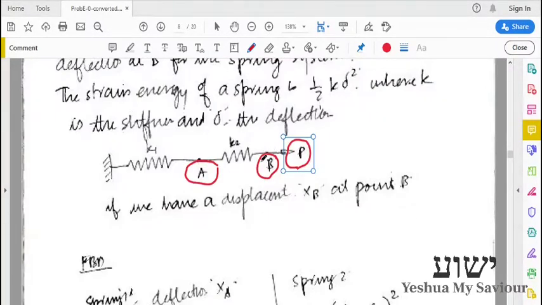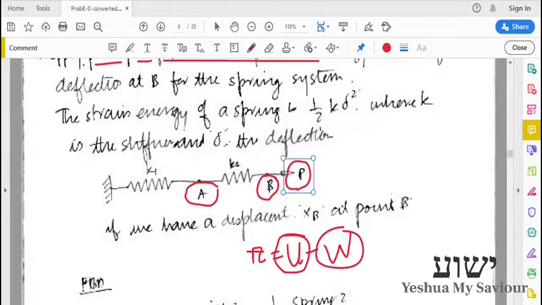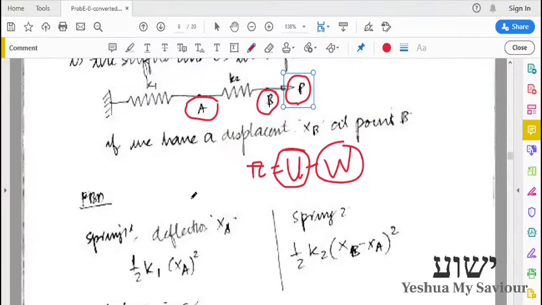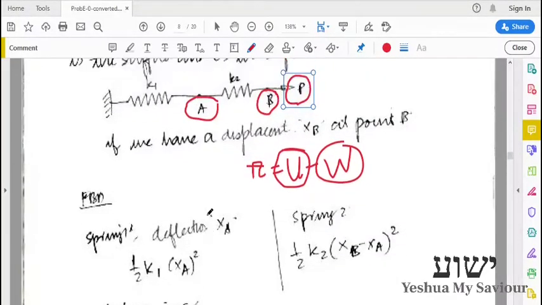So what we'll do is we'll find the potential energy first. That is, we know the total potential energy is defined as pi is equal to U minus W, where U is the strain energy and W is the work done. Okay, so to find the strain energy, we have been given here that the strain energy is half K into delta square. Now two springs have two different stiffness K1 and K2. So we just have to gauge out the deflection.